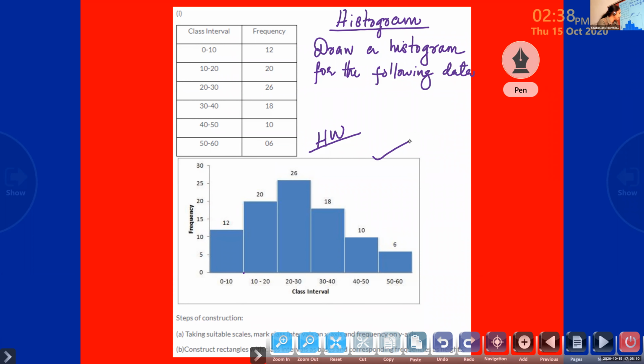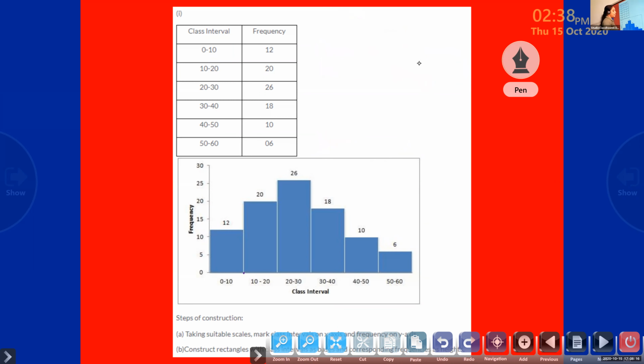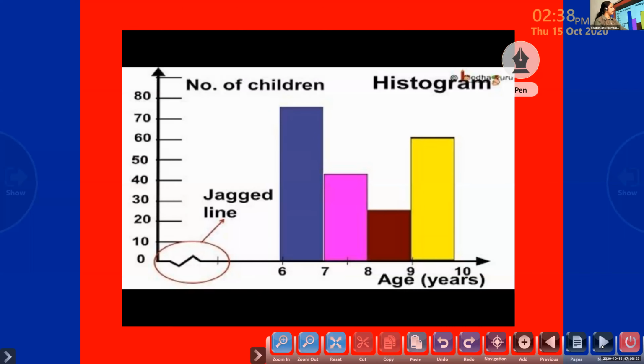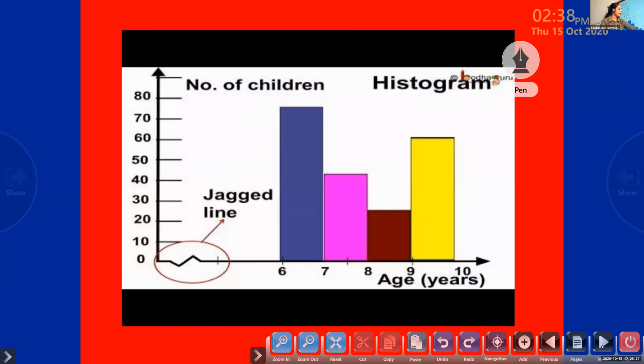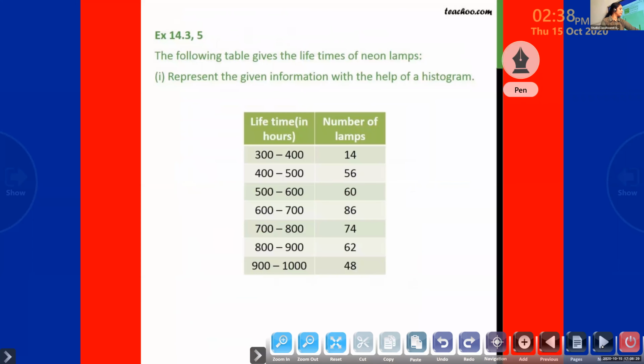Second one? Second one, histogram. You can do it. Okay, yes, histogram. So these are the two questions. Now, children, I will show one important thing: the difference between a bar graph and a histogram.